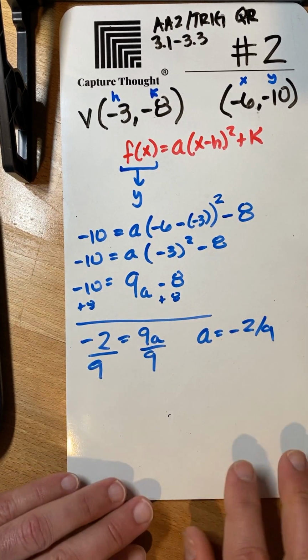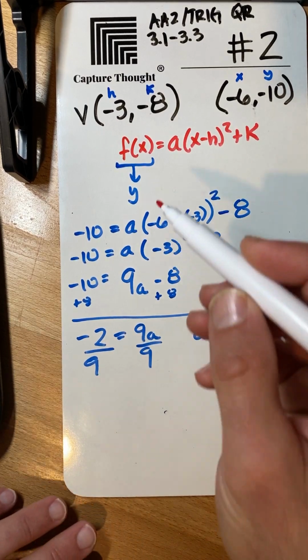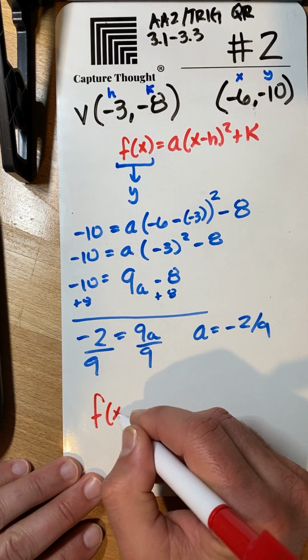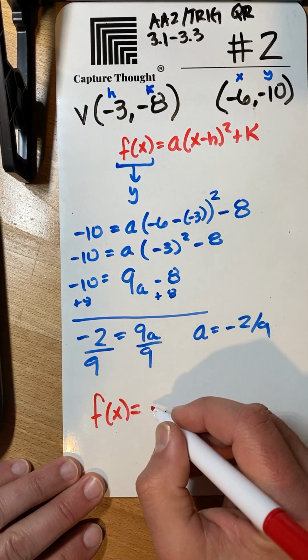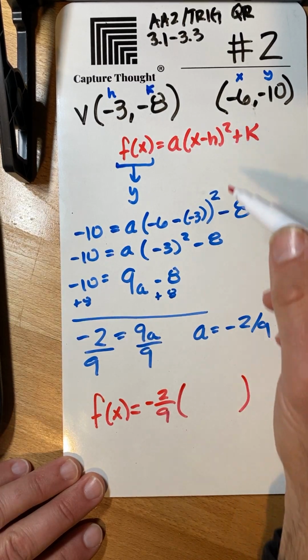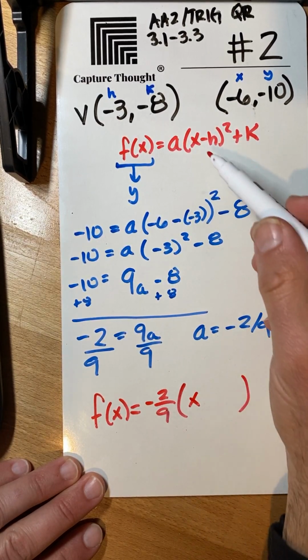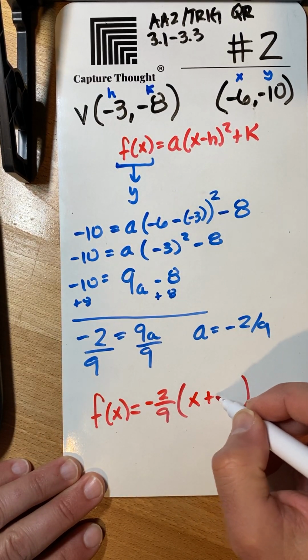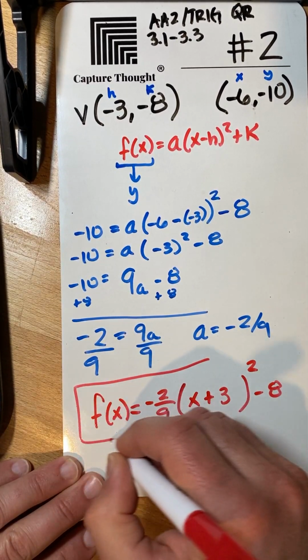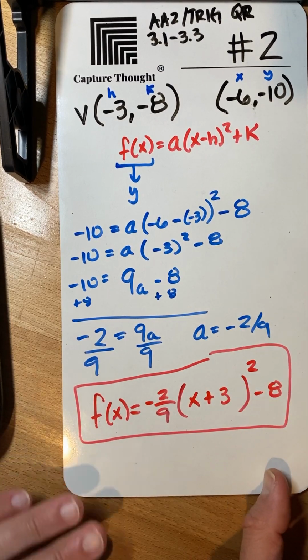And then once you know the value of a, you just rewrite your equation with all the information plugged in. So our answer looks like f of x is equal to the a value, which is -2/9, and then I'm going to have x minus h. So that's going to be x plus 3 squared, and then -8 is the k value. And that is how you write the equation for number 2.